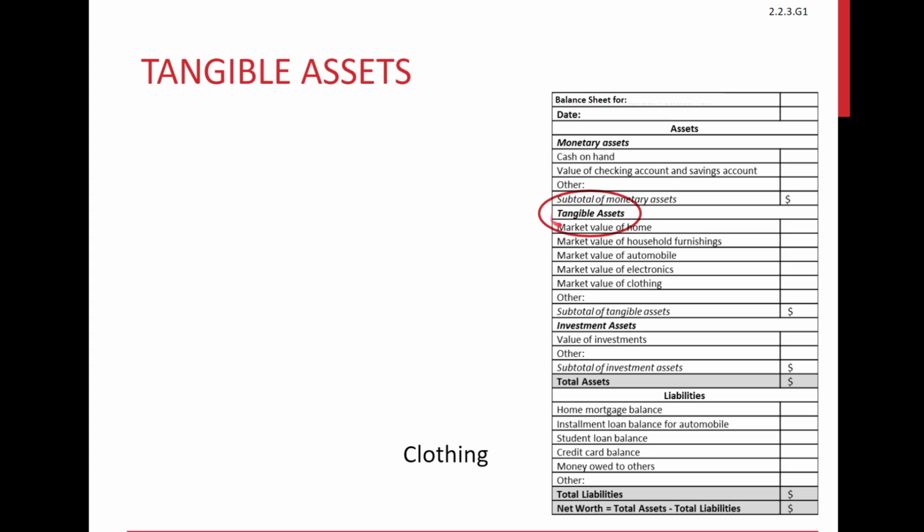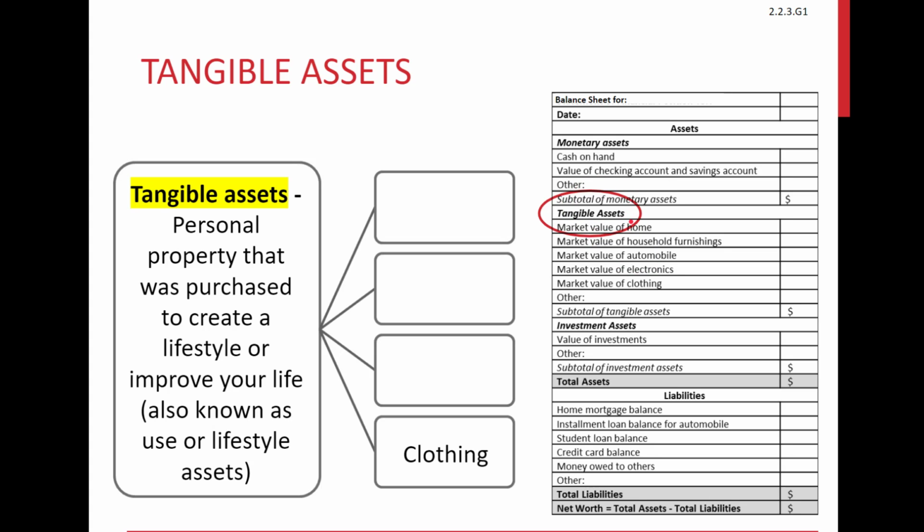Tangible assets are a second kind of assets. Tangible assets are personal property that was purchased to create a lifestyle or improve your life. Sometimes they're also called lifestyle assets. They're things like your home, your car, your electronics, and your clothing. So tangible, think of things that you can touch. Pretty much if it's something you can touch, like it's a piece of property that you own, that's a tangible asset.